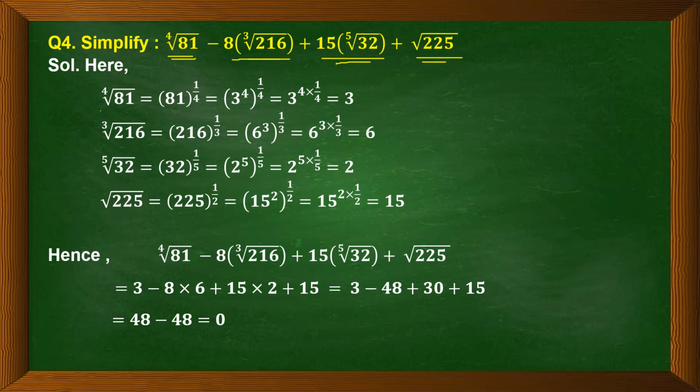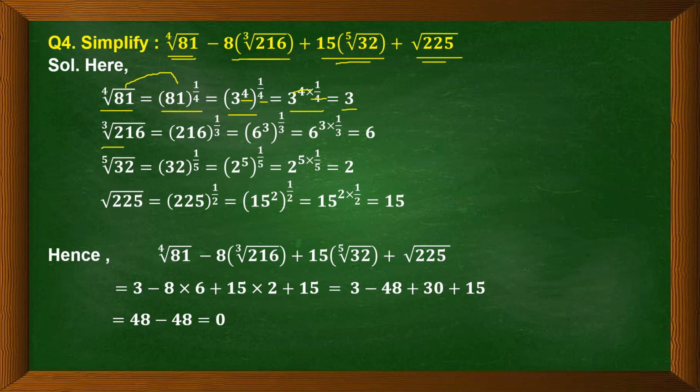Now fourth root of 81, this is the radical form which we can write in exponential form as 81 whole raised to power 1 by 4. Now 81 can be written as 3 raised to power 4 and whole raised to power 1 by 4. Now whenever we have one power inside and one power outside, according to the laws of exponent, we multiply the powers. So 3 raised to power 4 multiplied by 1 by 4. Now 4 and 4 will cancel. 3 raised to power 1 is equal to 3.